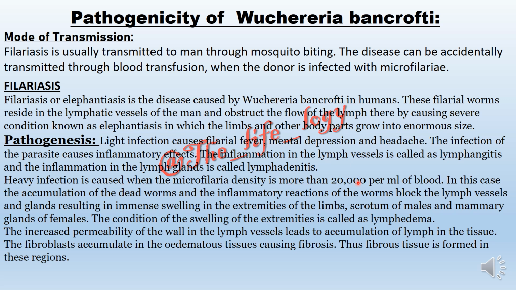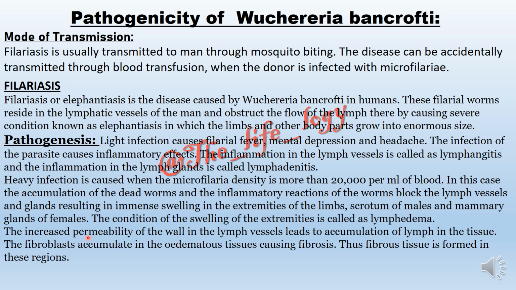Heavy infection: in light infection it causes fever, mental depression and headache, but in heavy infection, when the microfilariae density is more than 20,000 per milliliter of blood, the accumulation of dead worms and the inflammatory reaction of the worm block the lymph vessels and glands, resulting in immense swelling in the extremities of the limbs, scrotum of males and mammary gland of females. The condition of the swelling of the extremities is called lymphedema, right? The swelling is known as lymphedema.